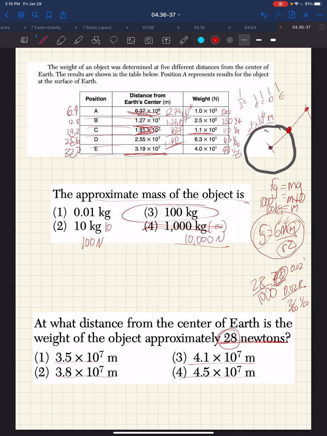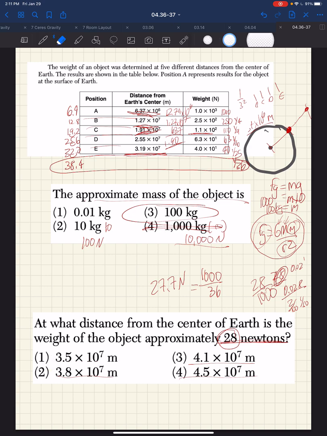If we had another 6.4, that would give us 38.4. And this would give us 1/36th. Well, now if we take 1,000 and divide it by 36, we get 27.7 newtons. Aha! So we're looking about going out further, like about 38.4, and if you notice, that is choice number 2.